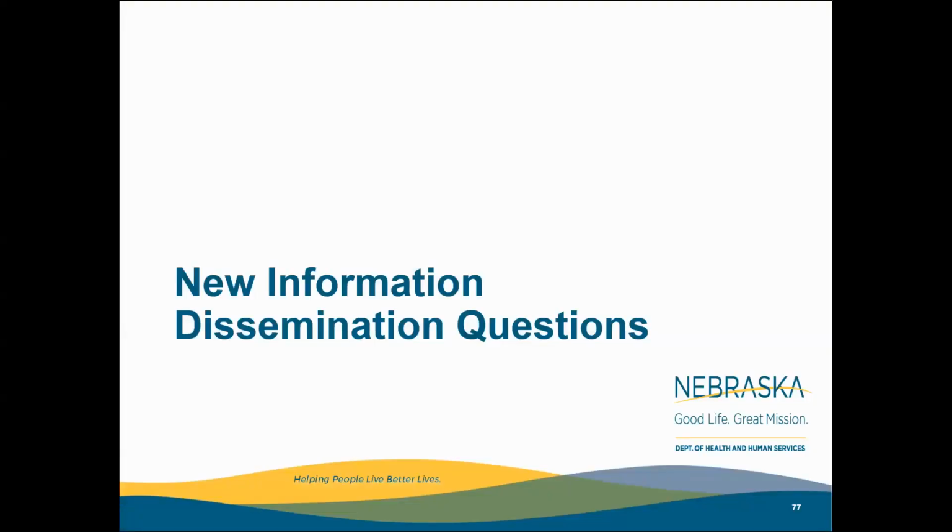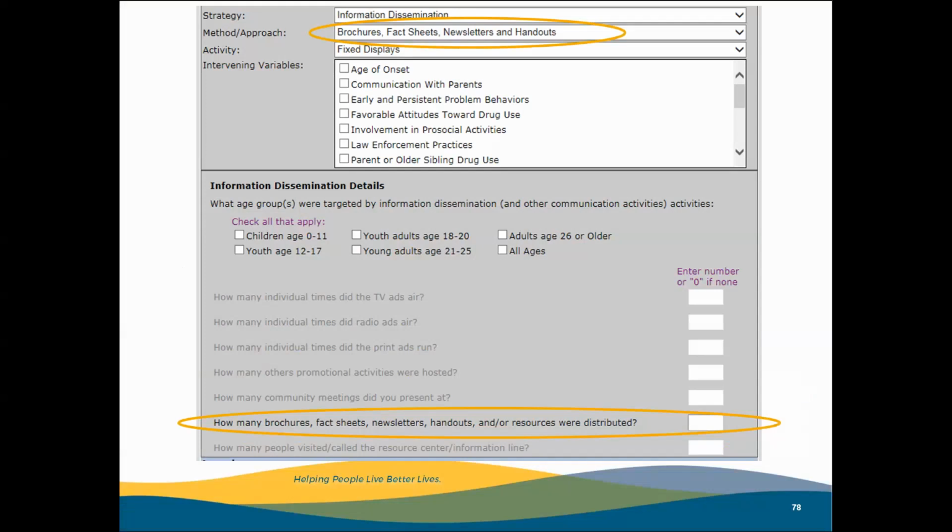For information dissemination, things are a little bit more complicated. So if you choose strategy, information dissemination, the bottom set of questions is based on the method or approach that you choose and not on the strategy that you choose. And you'll see why here in just a moment. So the first method or approach that you can choose on that drop-down list is brochures, fact sheets, newsletters, and handouts. So if you choose that, then below this will pop up, and you will need to select the age group for which this information dissemination was targeted.